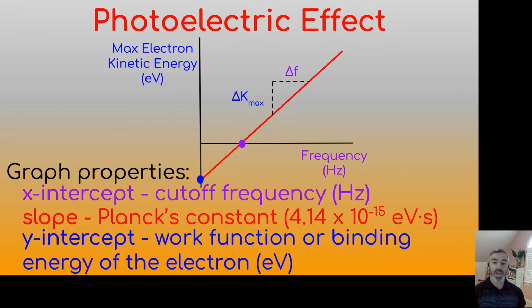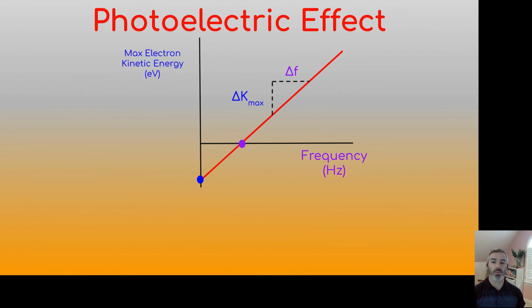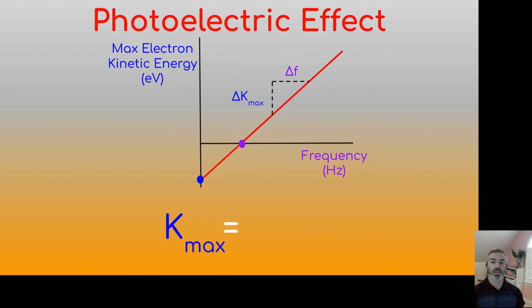So since we have a line, we can write an equation in y equals mx plus b form. So Kmax is our y value, and that's going to equal our slope, which we know, the slope delta Kmax over delta f, is just Planck's constant. And then we multiply by the frequency. And then our y-intercept, our work function, is the Greek letter phi. And since it's a negative value, in our equation we're going to subtract that value. So it's going to be minus the work function, or the Greek letter phi.